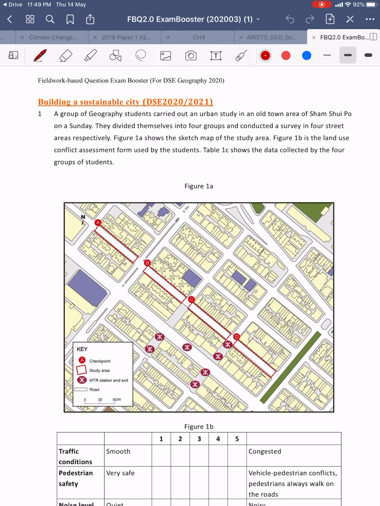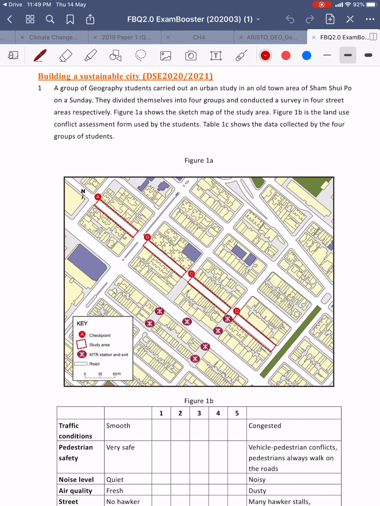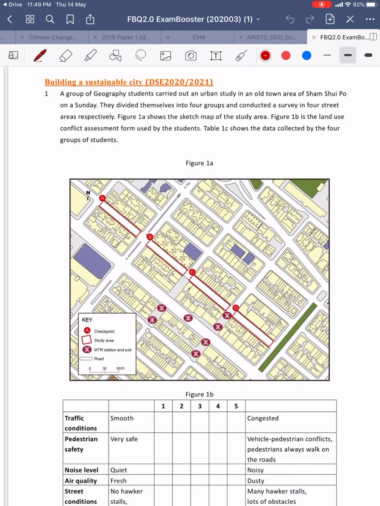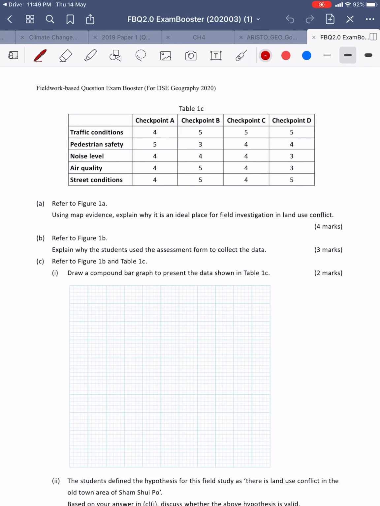For the first one, building a sustainable city, this looks like our second mock exam question, to be frank, but the sampling method is a bit different. You can see it has a very regular interval for A, B, C, and D actually. But anyway, let's have a look.